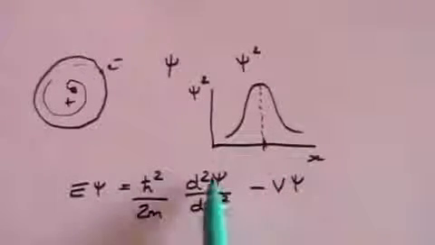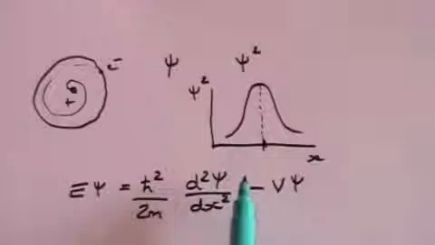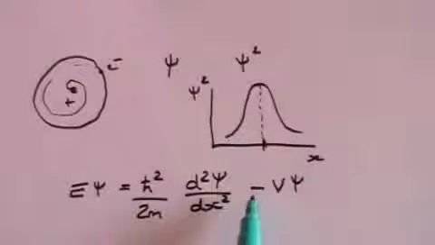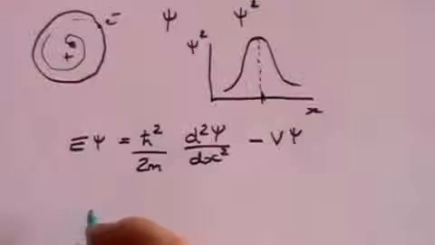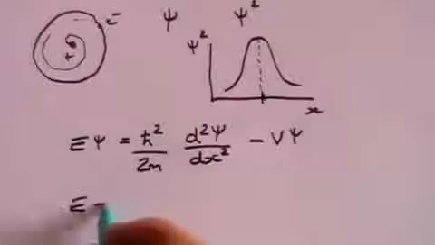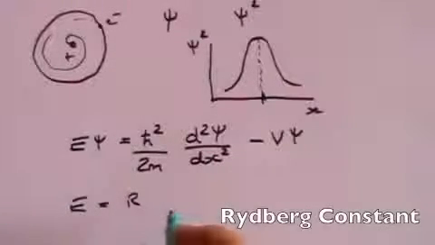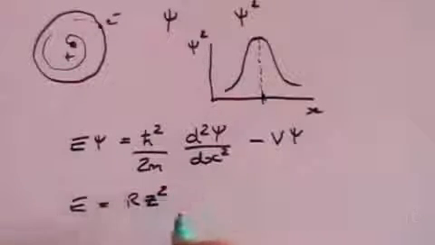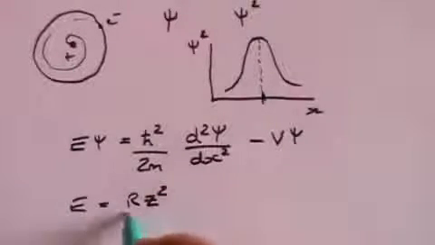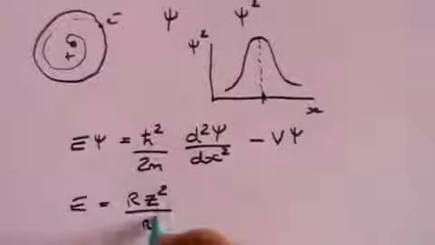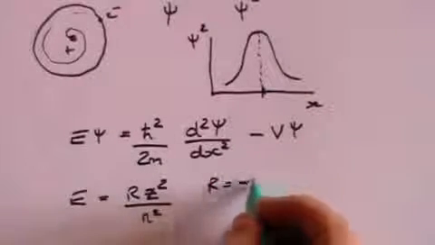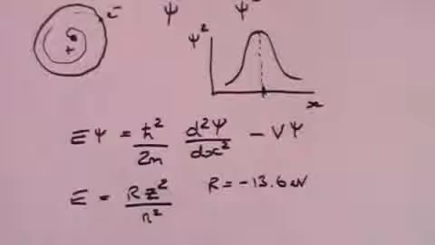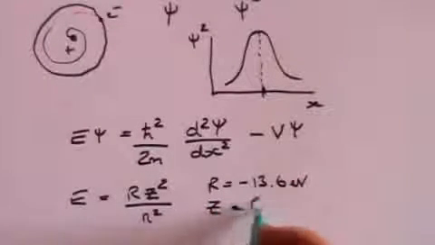If it were in 3 dimensions, then you'd have to have d2 psi by dx squared, plus d2 psi by dy squared, plus d2 psi by dz squared. But we try and keep it simple. And we showed that there is a solution to this equation, which comes out to say that the energy of the electron is equal to R, known as the Rydberg constant, times Z squared, where Z is the number of protons in the atom, divided by N squared, where N is an integer. R is minus 13.6 electron volts, and Z is the proton number.